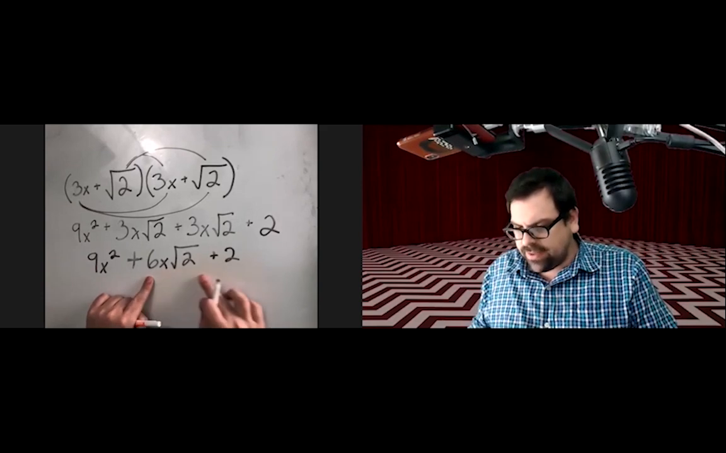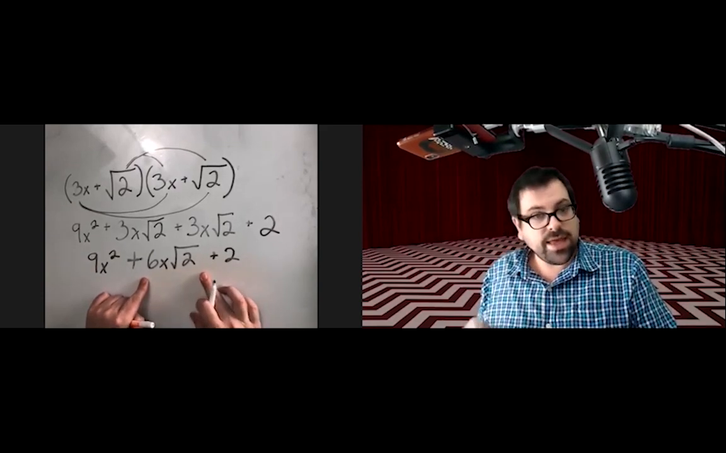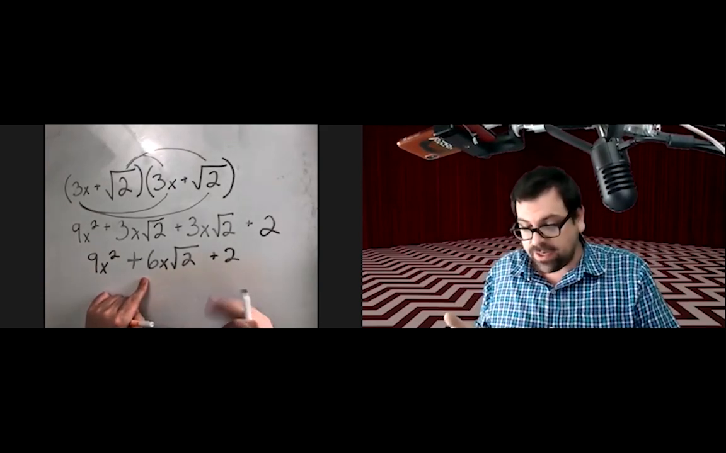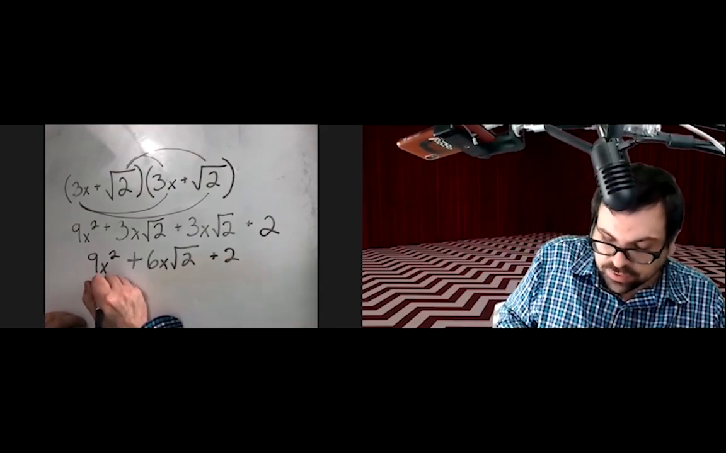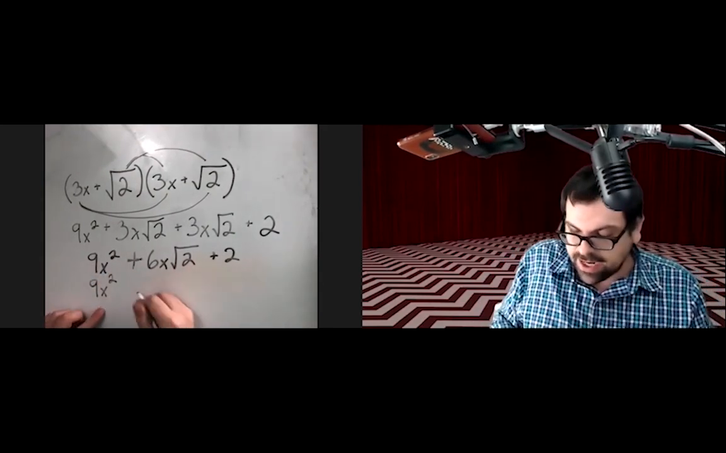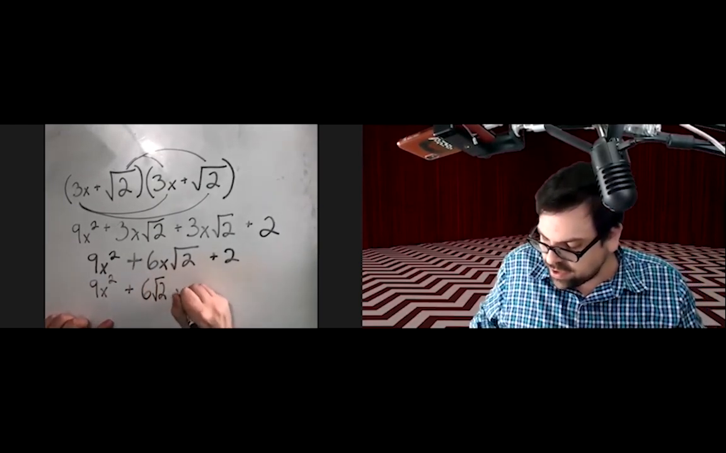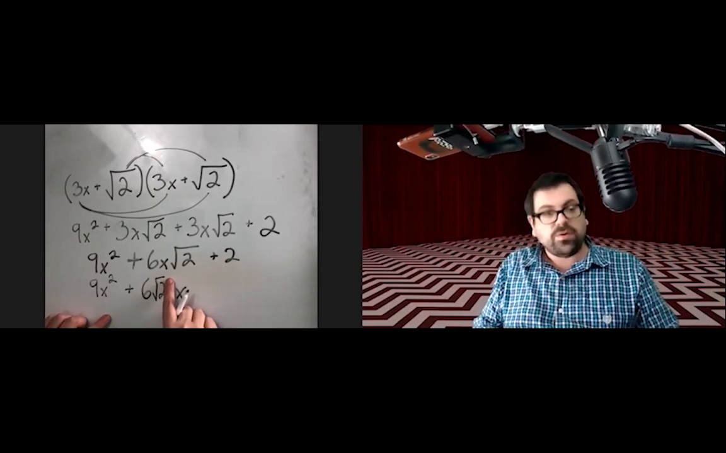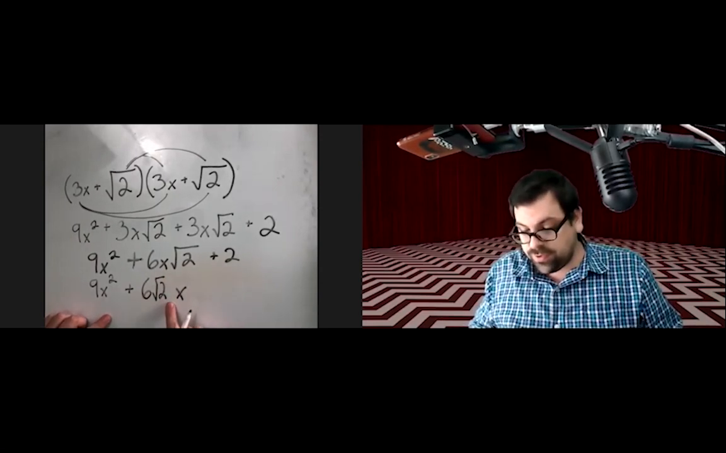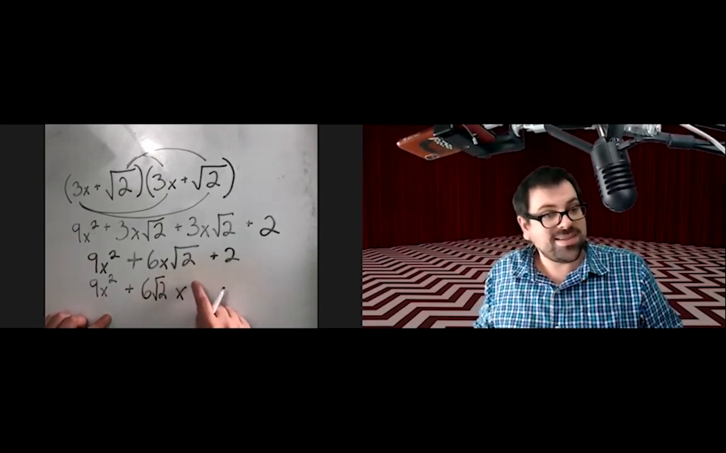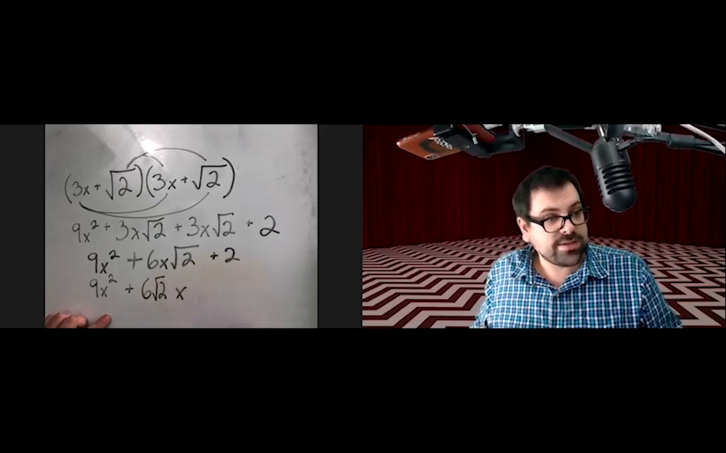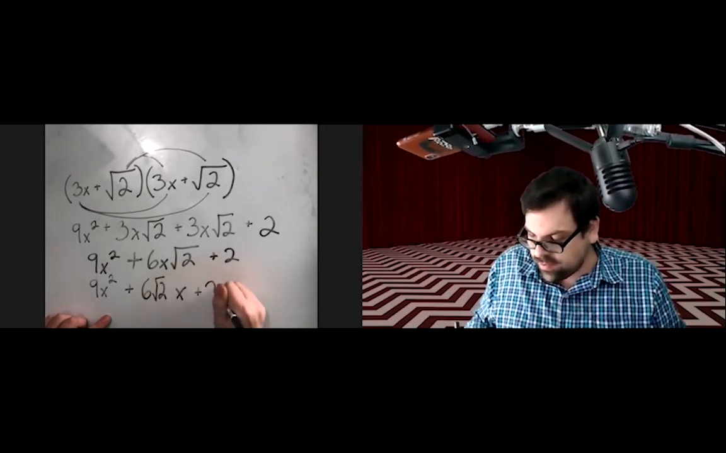So like I said, this way of writing it, that's for most clarity, but also correct would be 9x squared plus 6 radical 2x, being very careful that that radical sign does not extend over the x, plus 2.